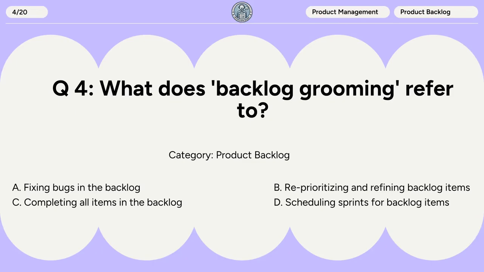Question 4. What does backlog grooming refer to? A. Fixing bugs in the backlog. B. Reprioritizing and refining backlog items. C. Completing all items in the backlog. D. Scheduling sprints for backlog items.